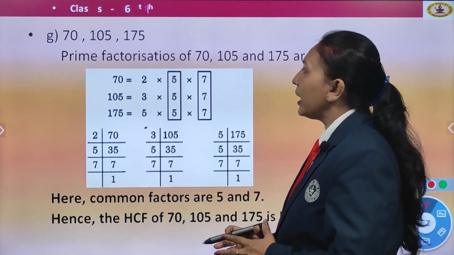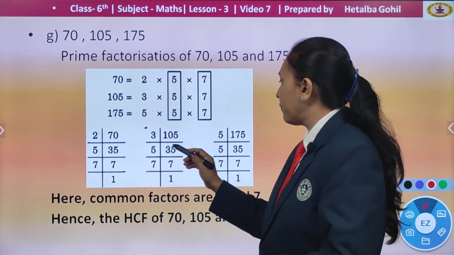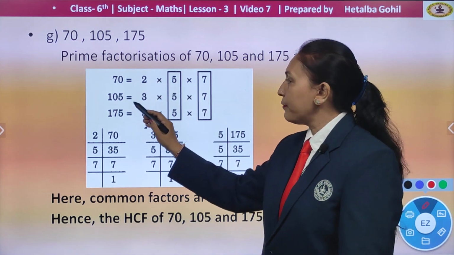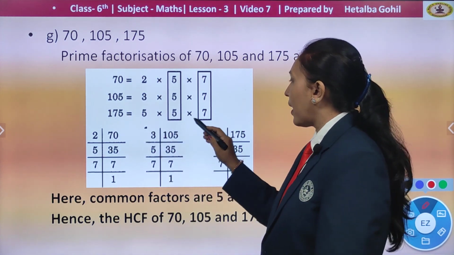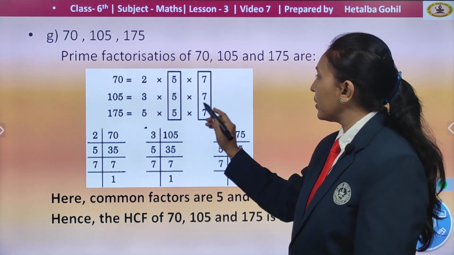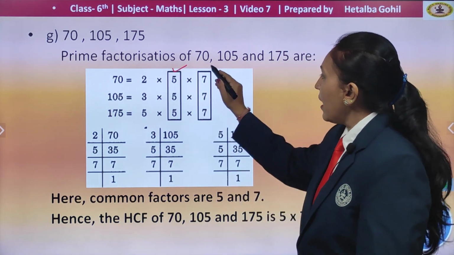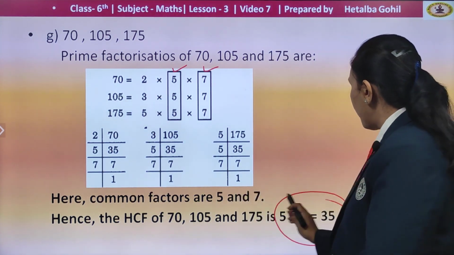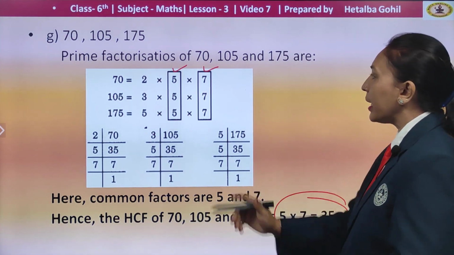Next we have 70, 105 and 175. List the factors of 70, 105 and 175. 70 is 2 into 5 into 7, 105 is 3 into 5 into 7, 175 is 5 into 5 into 7. The common, that is highest common factor, to list out between all the three, the common numbers you can see here among the three are 5 and 7. So when we multiply 5 and 7, we get its HCF here. 5 sevens are 35. So what is the HCF of the three numbers? 35.